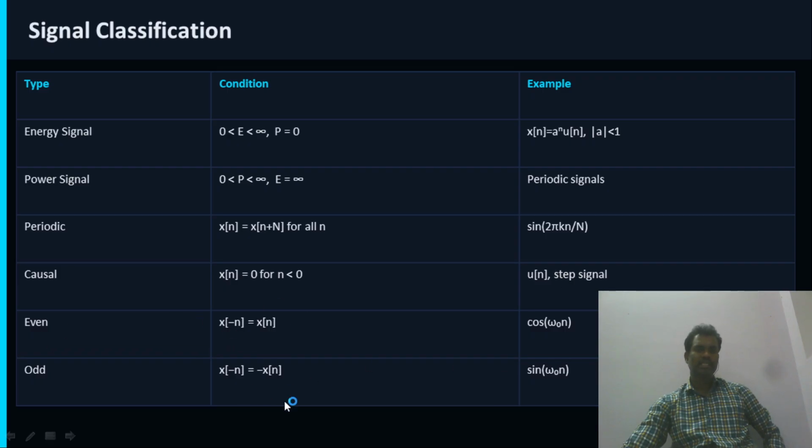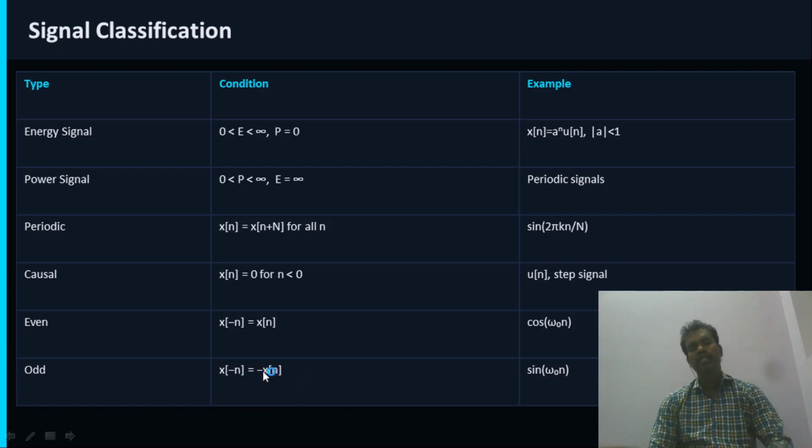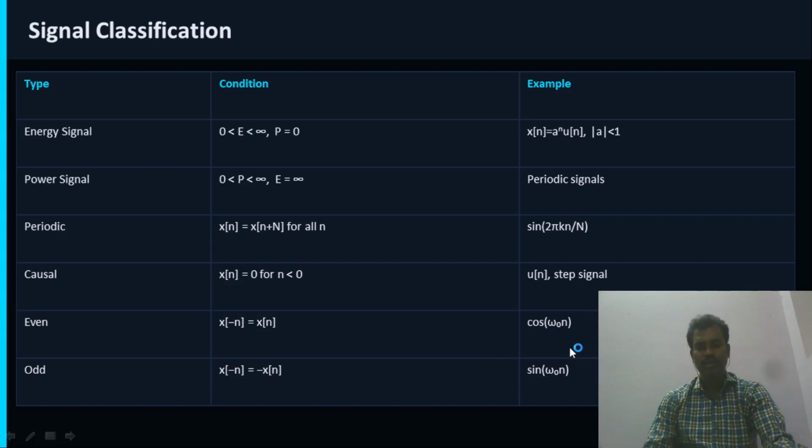Next, even and odd signals. Even and odd signal means if you fold the sequence, we get the same sequence. x of minus n equal to x of n means it is an even signal. An odd signal means x of minus n is equal to minus x of n. It is an odd signal, or antisymmetric signal, we can say. So sine waves are odd signals, and cos waves are even. Because if you fold the cos signal, reverse it, we get the same cos signal only. But if you reverse the sinusoidal signal, we get negative at the positive side and positive at the negative side. So it is an odd signal.